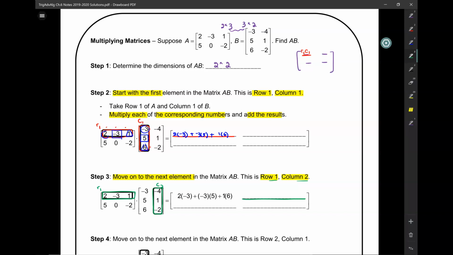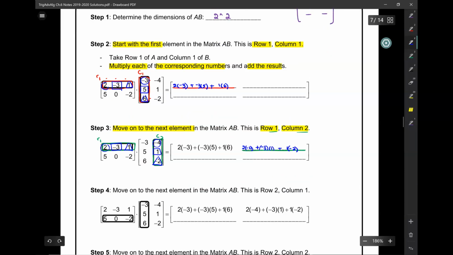Okay? And then I'm going to take corresponding elements. First one with the first one: 2 times negative 4. Plus second one, negative 3 times 1. Plus last one, 1 times negative 2. You're probably asking, wait, aren't you going to simplify these? I am, but later. I couldn't find a more efficient way to do it. Okay? All right, let's move on to the next element. We've got 2 to go.